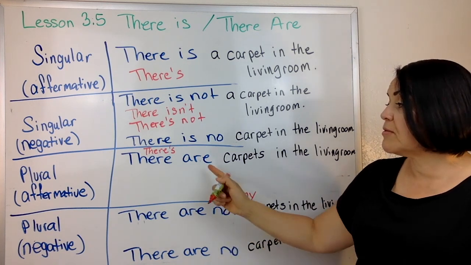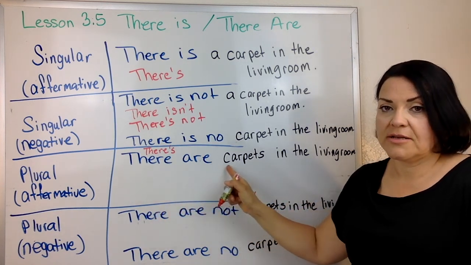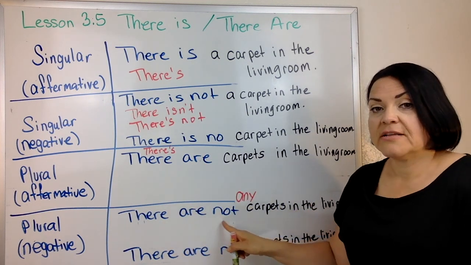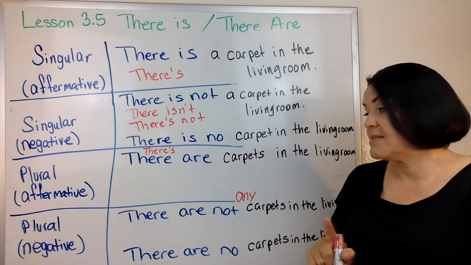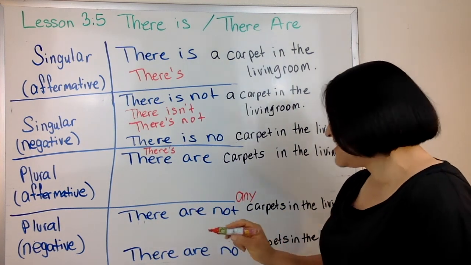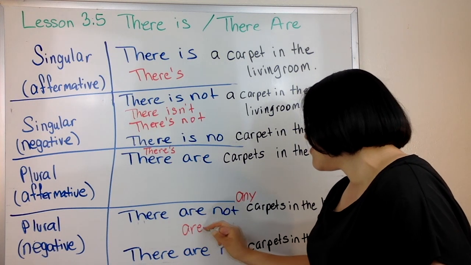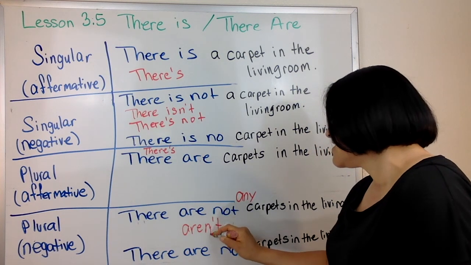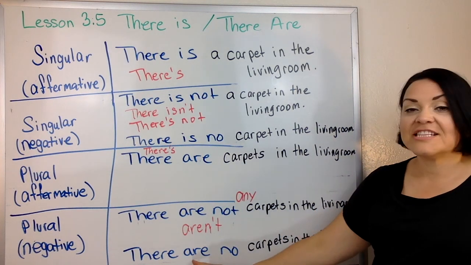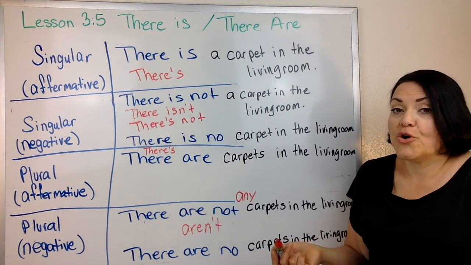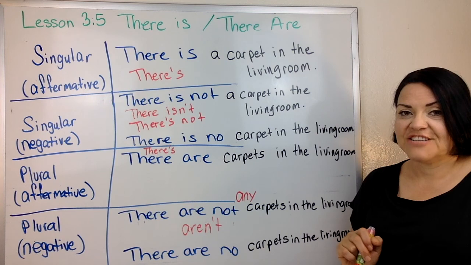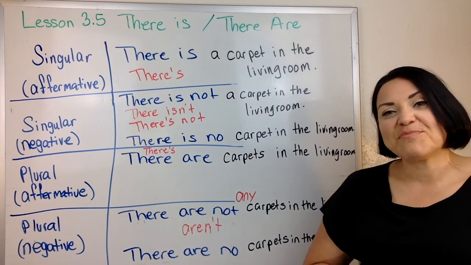Now when it comes with plural are, we do not write this as a contraction. This one, there's only one way to write this as a contraction. There aren't. Good job. There aren't any carpets in the living room. This one, you would just say there are no carpets in the living room. You cannot make a contraction. All right, so let's practice together.